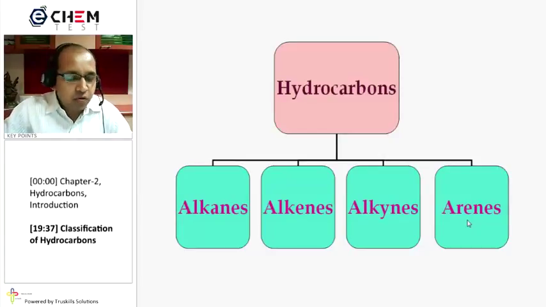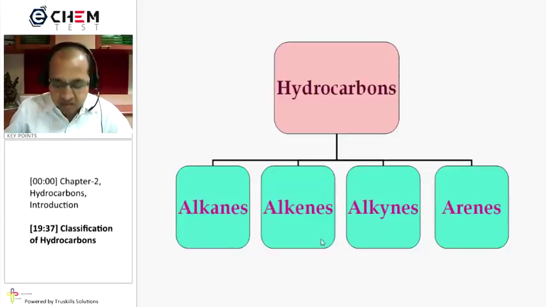The main path of my discussion will be in this way. First we will talk about the basic introduction, and almost all the basic introductions we did over here. Then we will talk about nomenclature, then preparation, then properties, and properties we will divide into 2 parts, physical properties and chemical properties. So one by one in our subsequent videos we will start discussion of alkanes, alkenes, alkynes and arenes.